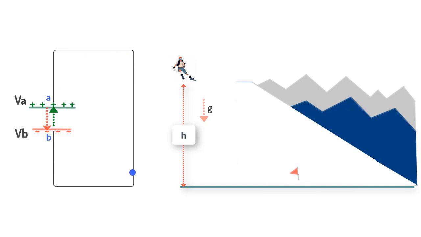So eventually what will happen is that all the positive charge would move from point A to point B and neutralize the negative charge, and therefore the original potential difference VAB that existed will become zero and both points would come to the same potential.